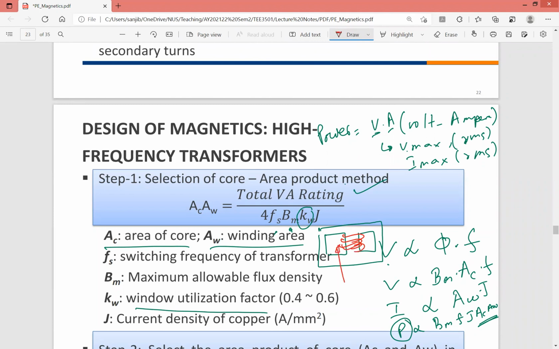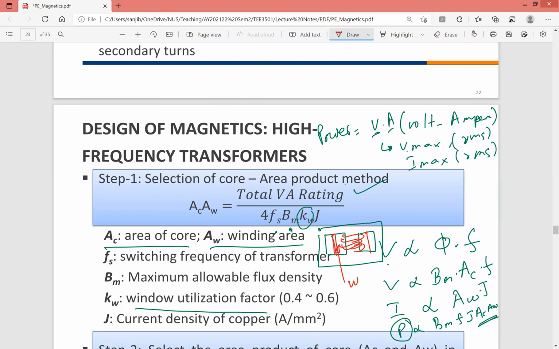Now this is the window. As you can see, it looks like a window, right? So the windings actually occupy a certain part of the window. It's part of the window because there will be insulation and other things. So each of these will have what is called a window utilization factor.